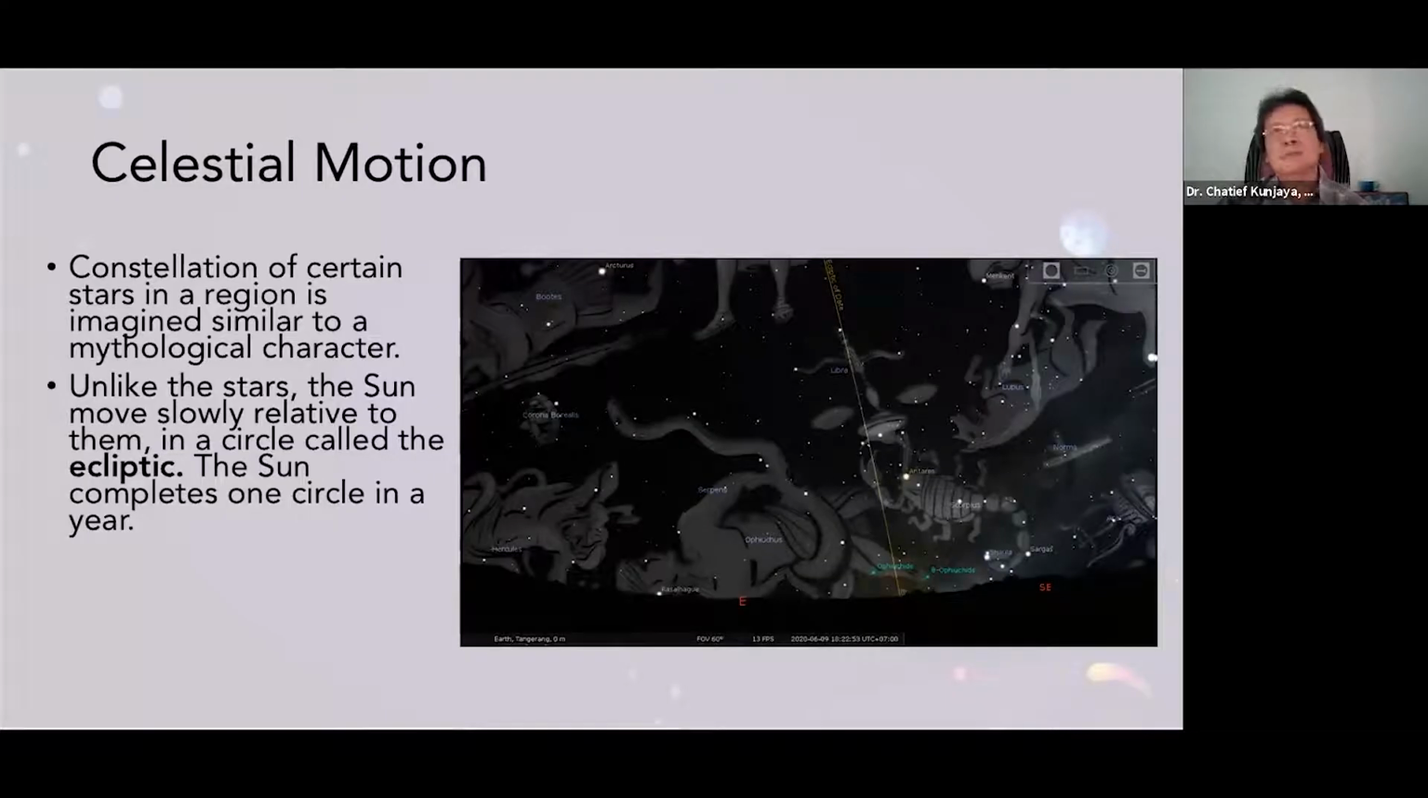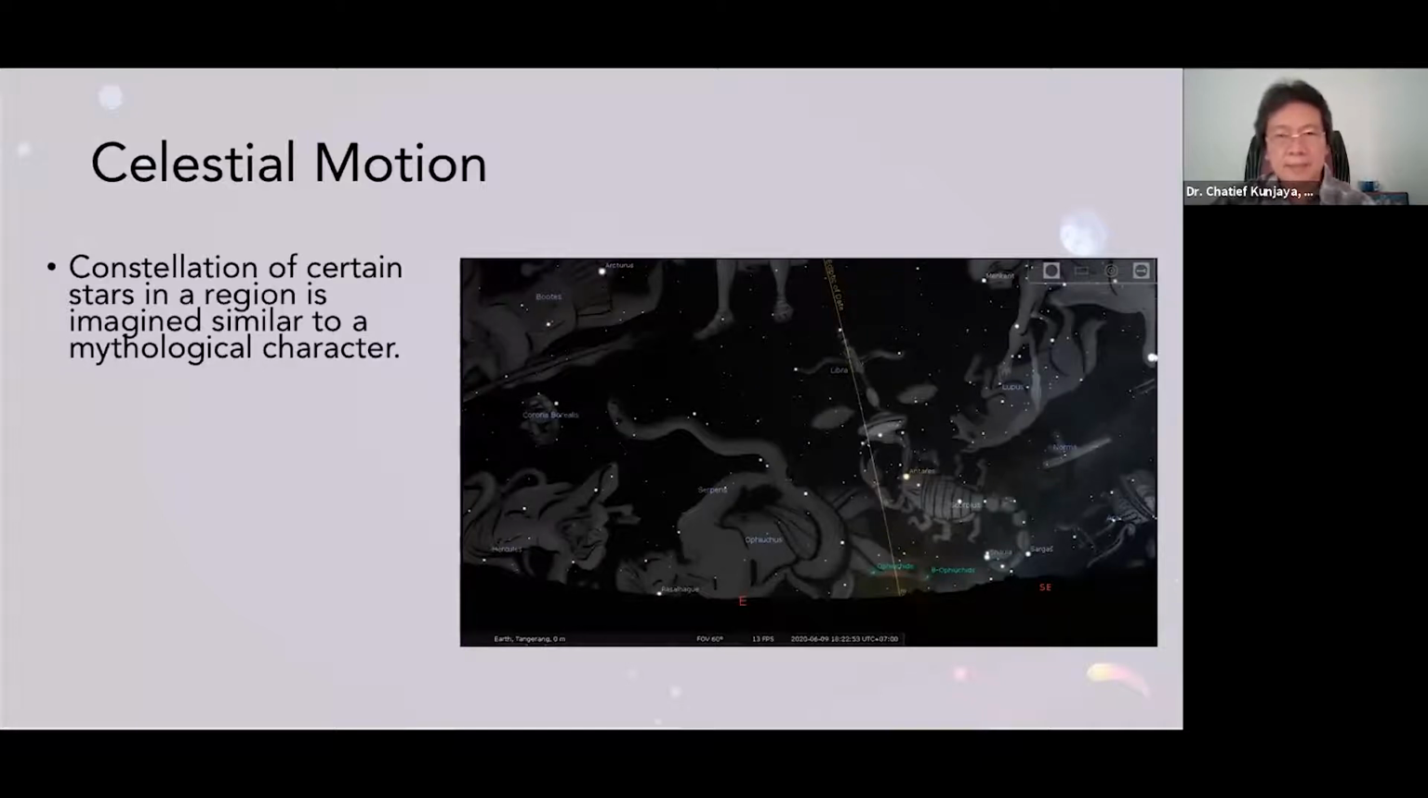When we see the sky, we just see points from stars. But a long time ago, people imagined that the points were like a mythological character. Oh, this is just like a human. Oh, this is just like a crab. This is just like a balance, and so on. So according to their imagination and their mythology, they tried to name formations of the stars as something they knew at the time.